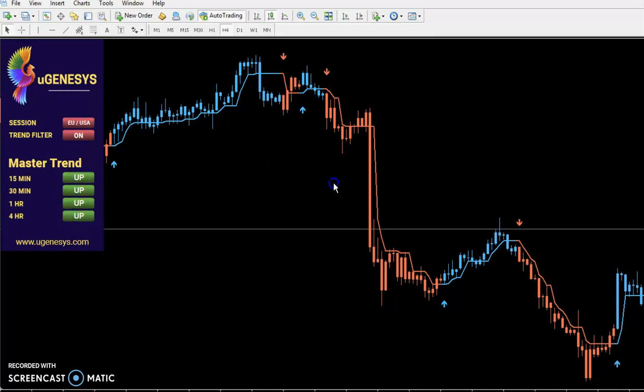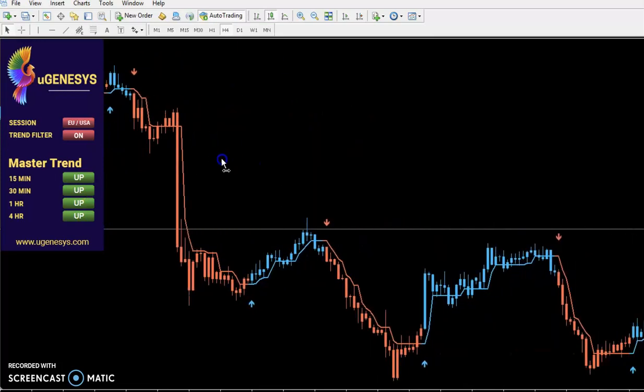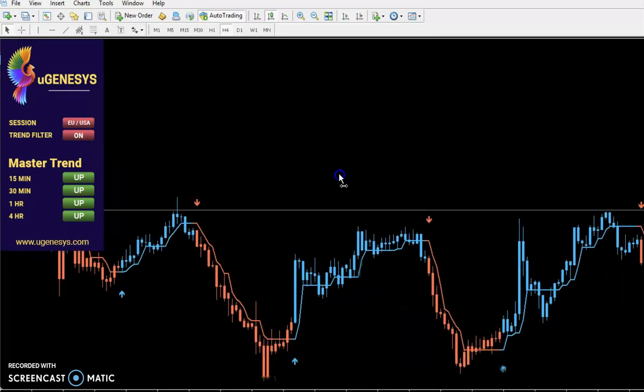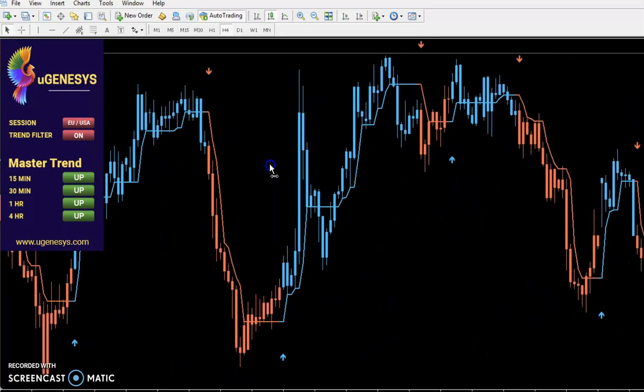Okay, guys, but it's a very good indicator for beginners. As you can see, it's very accurate. My team spent a lot of time programming this indicator for beginners.